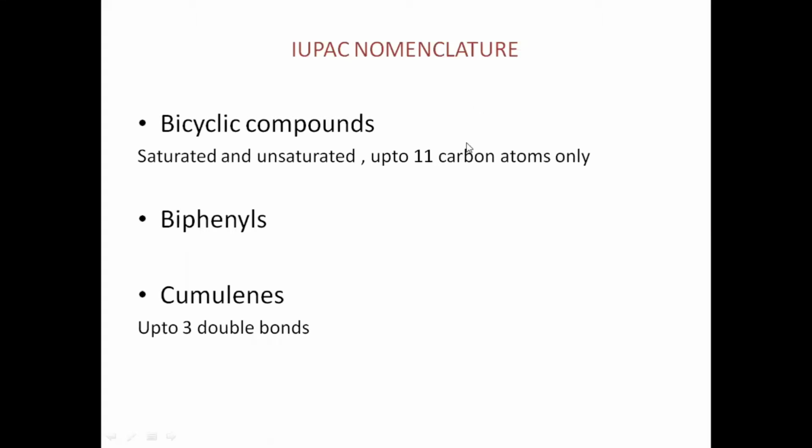So today we will see the IUPAC nomenclature. In that you will have these compounds. Bicyclic compounds are there, then biphenyls, then cumulenes.